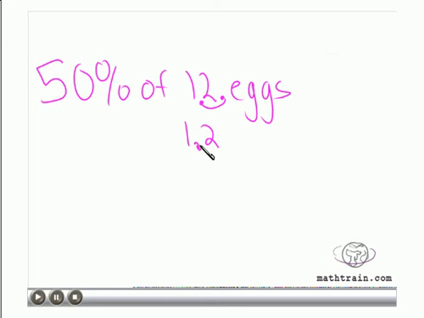And so from 10% to 50%, you would have to multiply it by 5. So what you do is you multiply this by 5. So the answer is 6.0. So 50% of 12 eggs is 6 eggs.